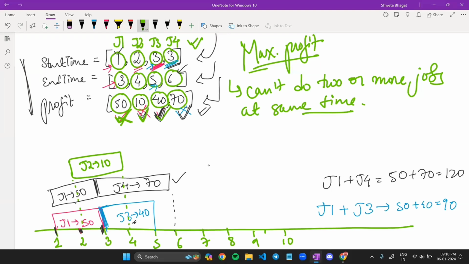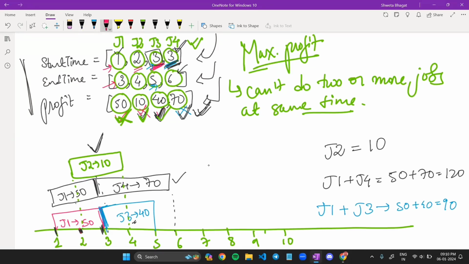Now, can we do this job 3? No. Reason being job 3 will be starting at time equal to 3, and at time equal to 3, we are already doing job 2. Now, can we do this job 4? The answer is no, because it's also starting at time equal to 3, and at time equal to 3, we are processing our job 2. Now we have exhausted the array, so we are not left with any more jobs. So in this possibility, we are only doing job 2, so our profit will be 10.